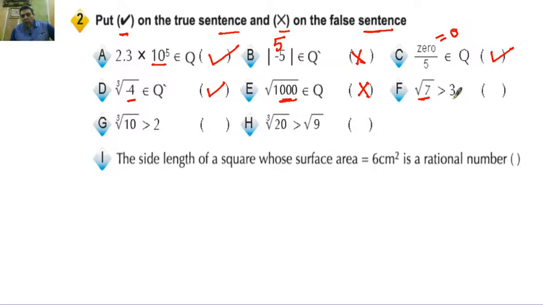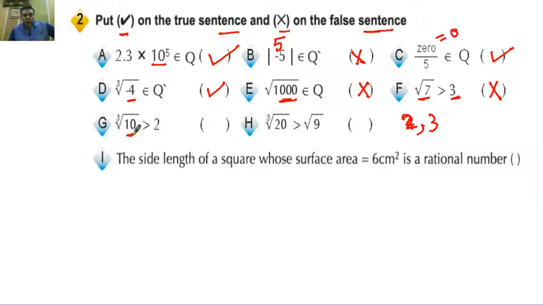Square root 7 greater than 3. Square root 7 is between two integers, between 2 and 3. Then square root 7 is greater than 2 and less than 3, not greater than 3. This statement is wrong.